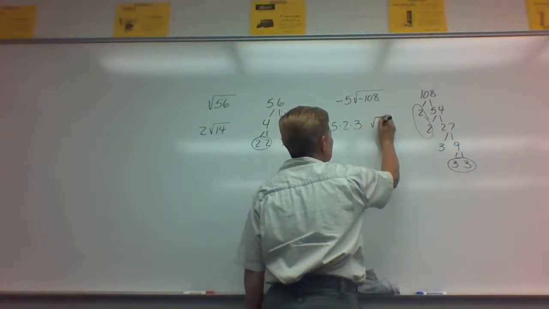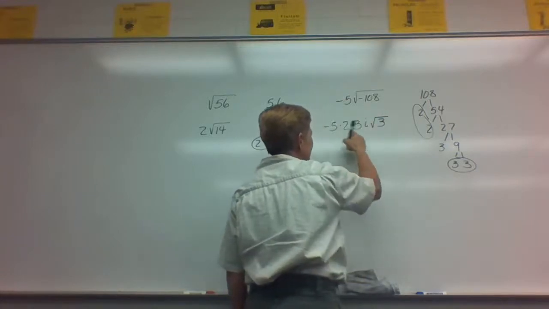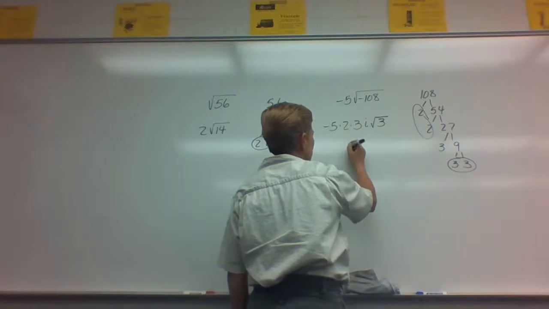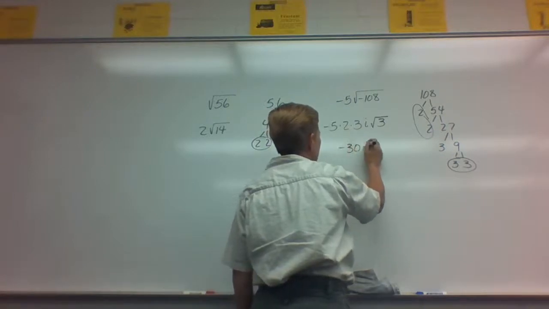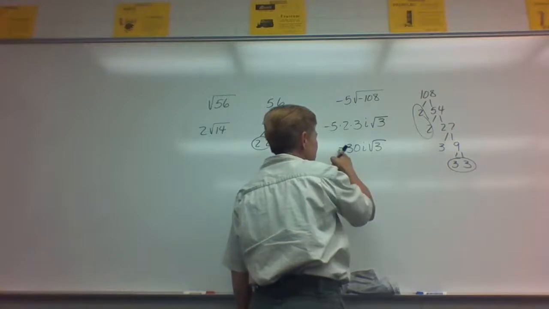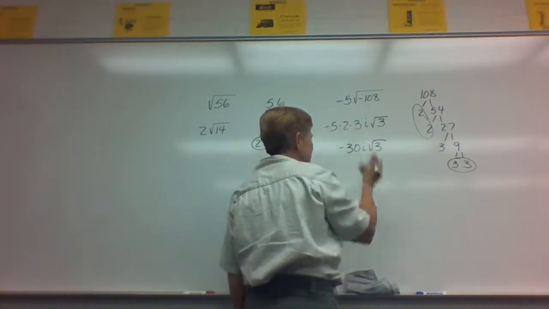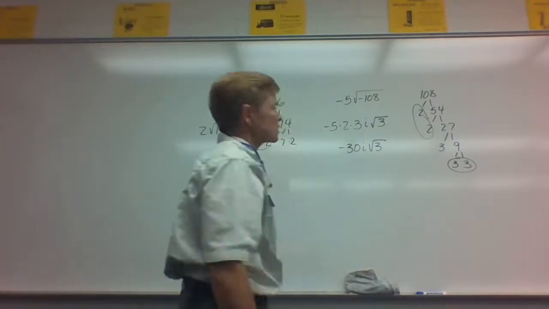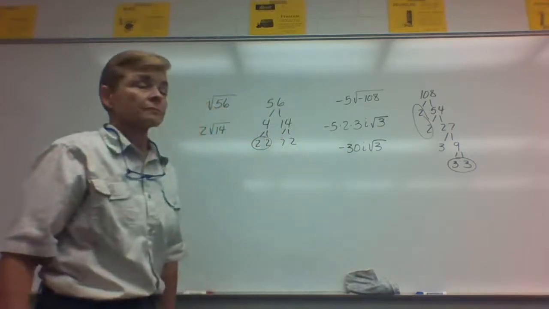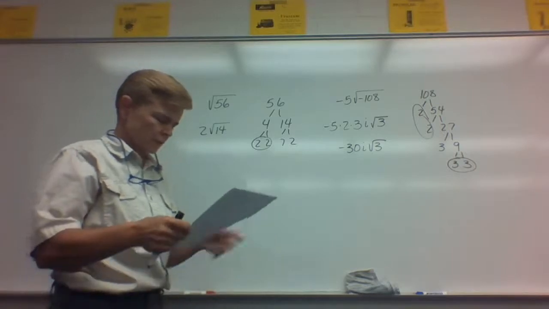Root 3. But what did I forget? The i. Then you've got to multiply that out. That's 5 times 6, which is 30. So it's negative 30 i root 3. Not plus or minus. It takes on the sign of this guy right here, because that was on the outside. It was negative to begin with, negative at the end. But it's not plus or minus. We good? That's how those are going to happen. That's how we'll take care of those.